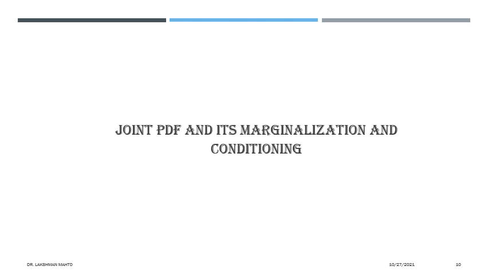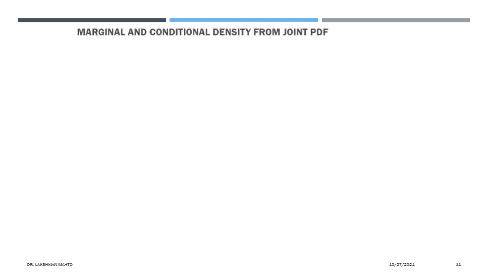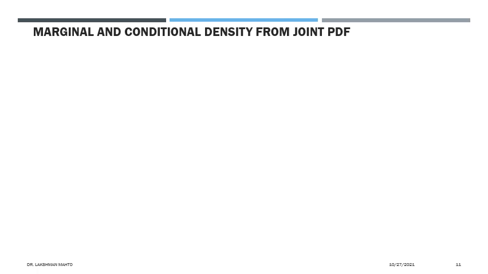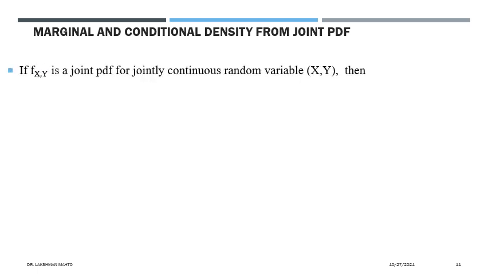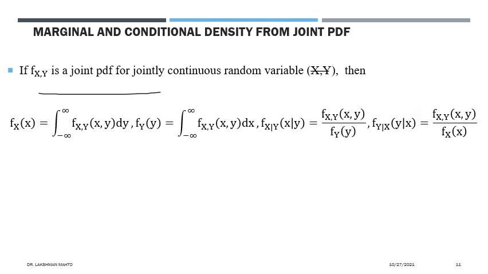Now I will talk about the joint PDF, how we can marginalize it, and how we apply conditioning to get the conditional PDF and marginal PDF, and we will take a few problems as well. Suppose f of x y is the joint PDF of jointly continuous random variables x and y. Then the marginal PDF of x and the conditional PDF can be defined as follows.